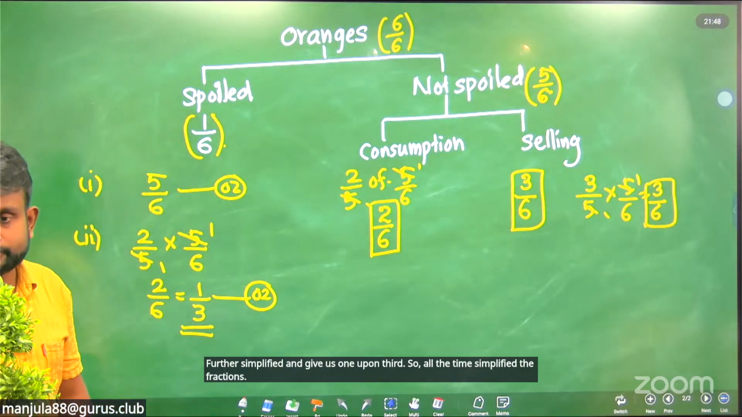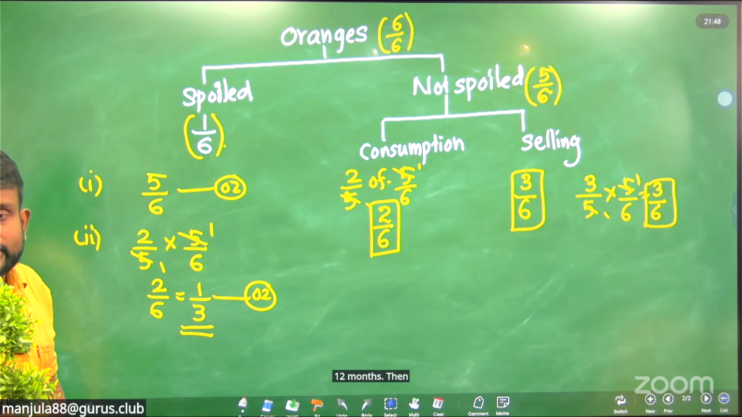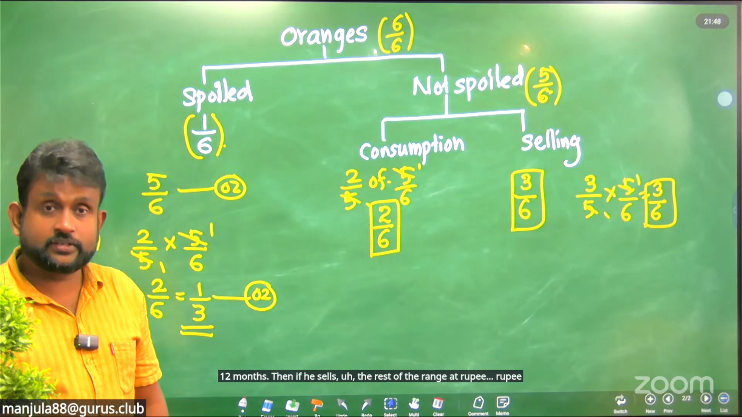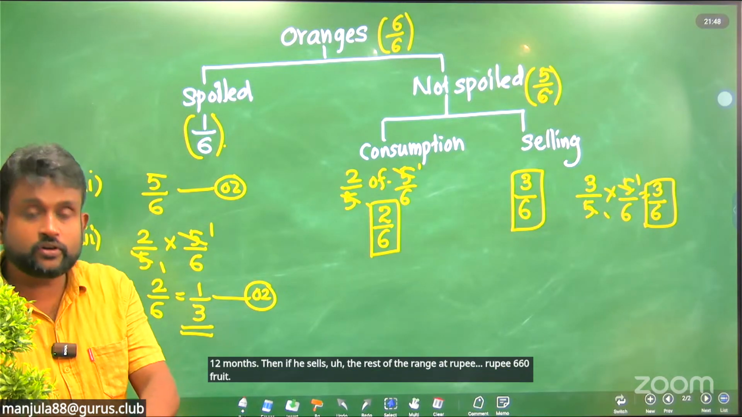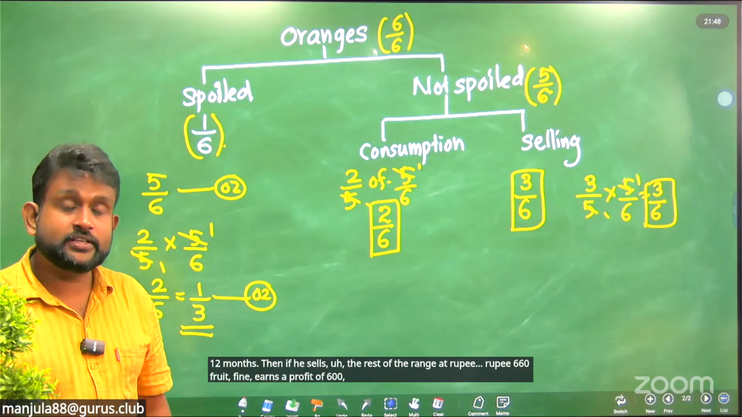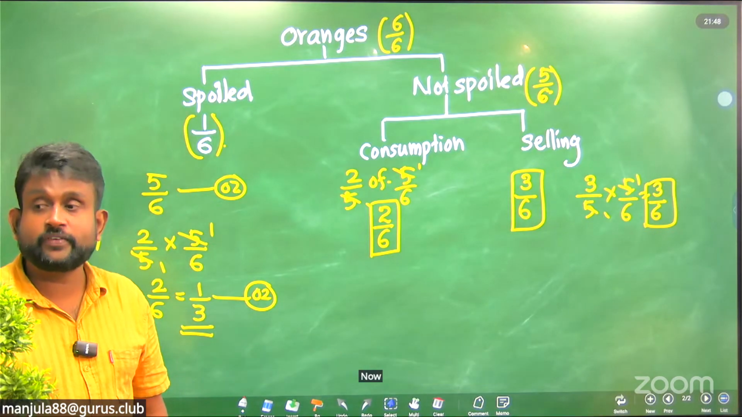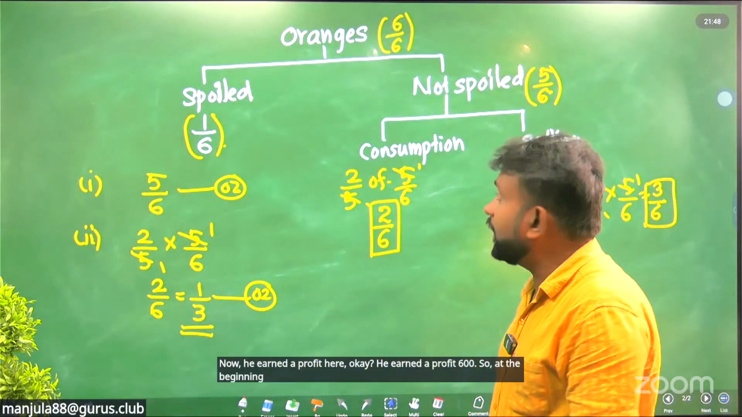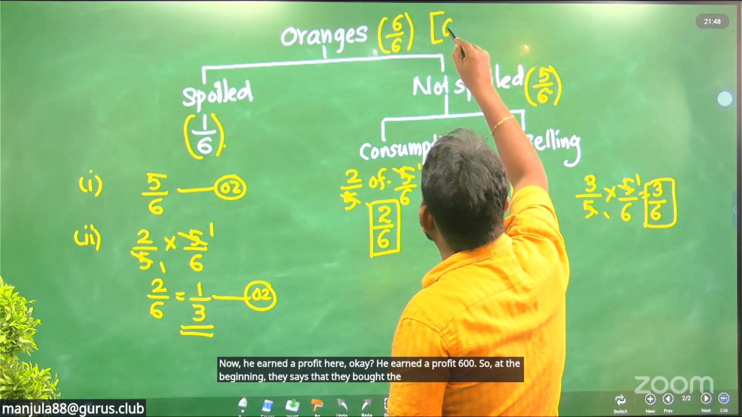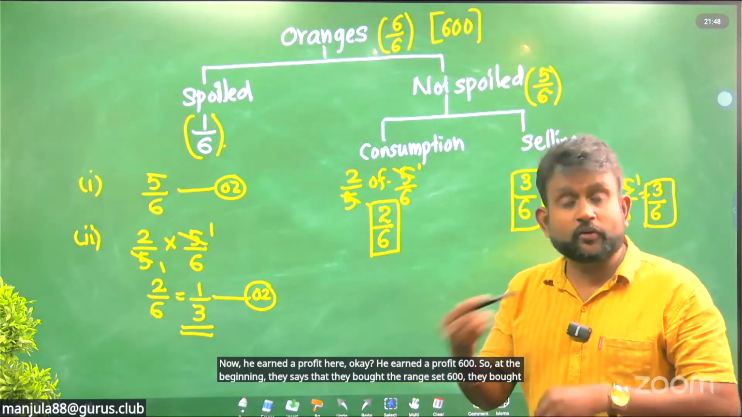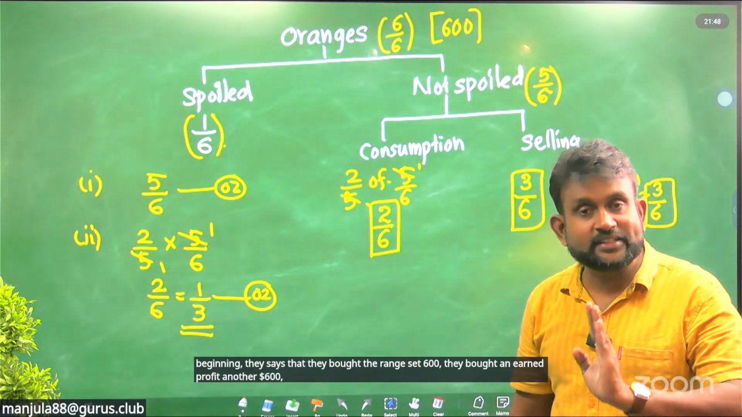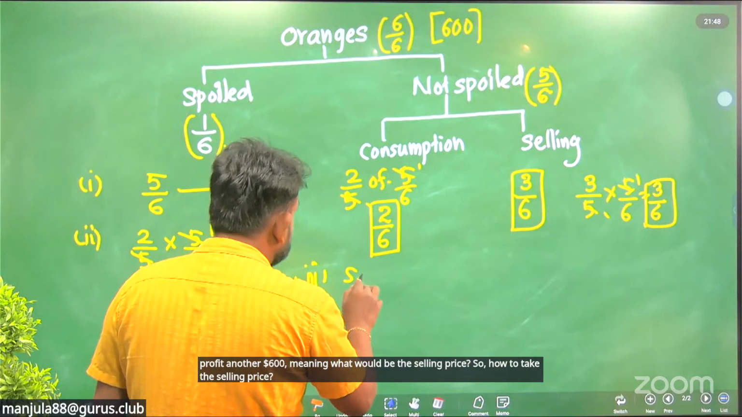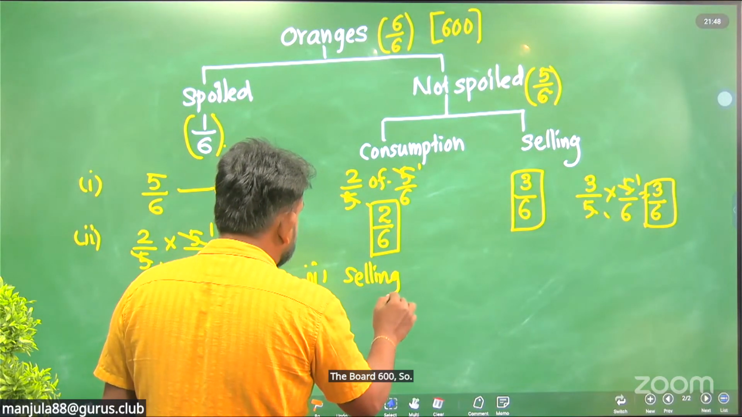2 marks. Then, if he sells the rest of the oranges at rupees 60 per fruit and earns a profit of 600, find the number of oranges he sold. Now, he earned a profit here. He earned a profit of 600. At the beginning they say that they bought the orange set for 600, and earned another 600 as profit. So what would be the selling price? How to take the selling price? He bought for 600. Selling price means the income.